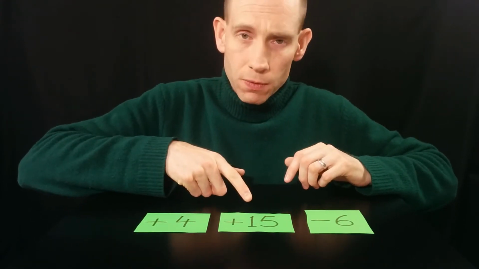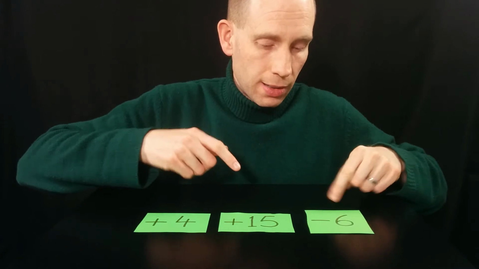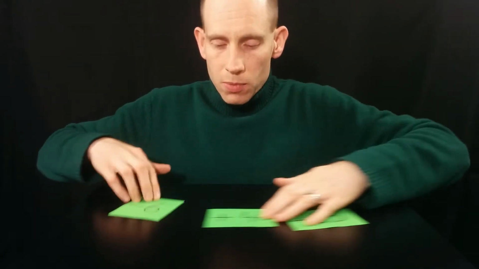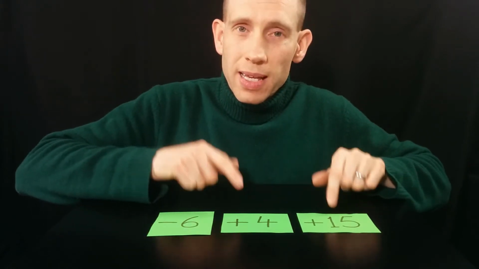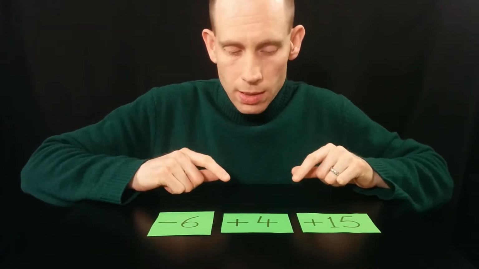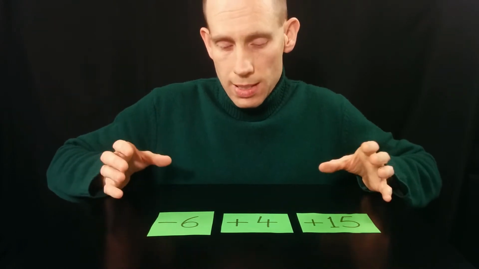Plus 4 plus 15 is going to give me 19. Take away 6 is going to give me plus 13. So however I do that, as long as the plus or the minus sign stays with the term it belongs to, then I can put those terms in any order within that sum.